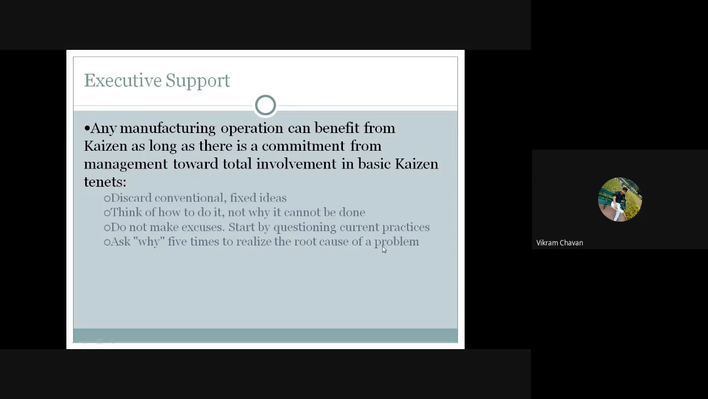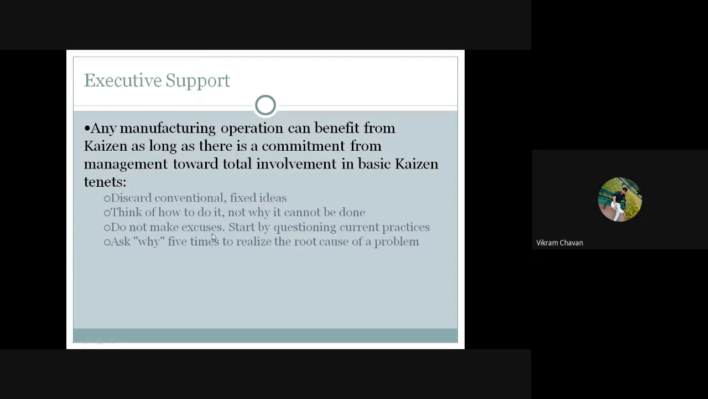So first of all we have to eliminate the previous ideas, whatever we have performed, or what is going on in the industry. So we have to eliminate or omit those ideas, and we have to accept the new ideas, and think how to do it. That is the attitude of the person: how to do it, not why it cannot be done.